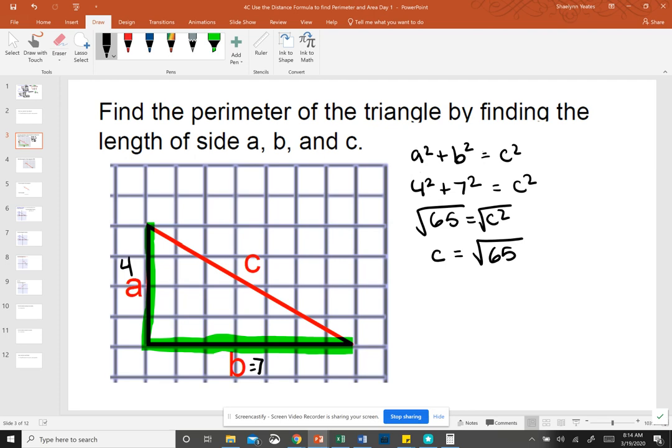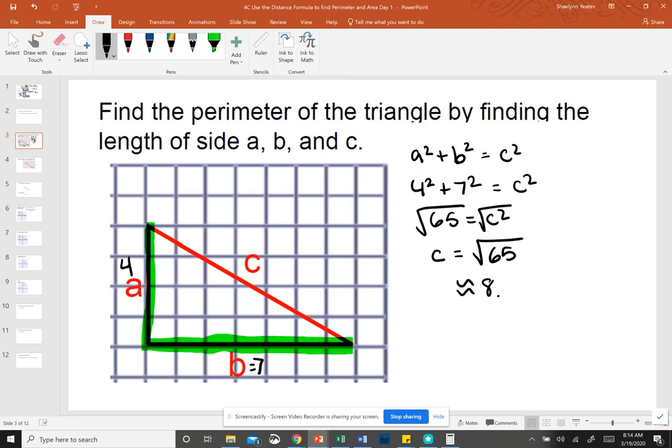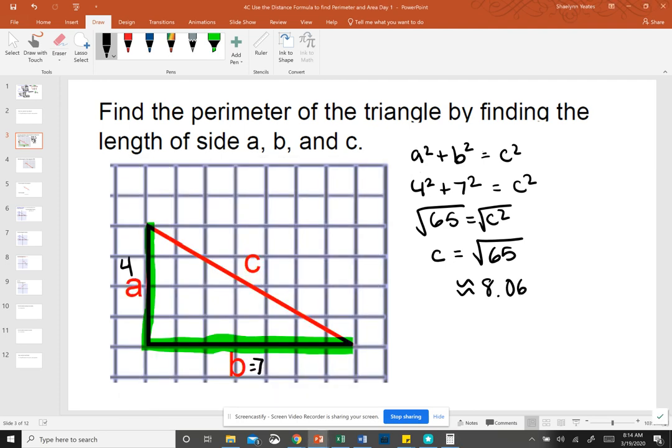If it was asking me to round to a decimal, I would plug in the square root of 65 into my calculator, and I would get 8.062. All right, so either one of these could be my answer. This is rounded.